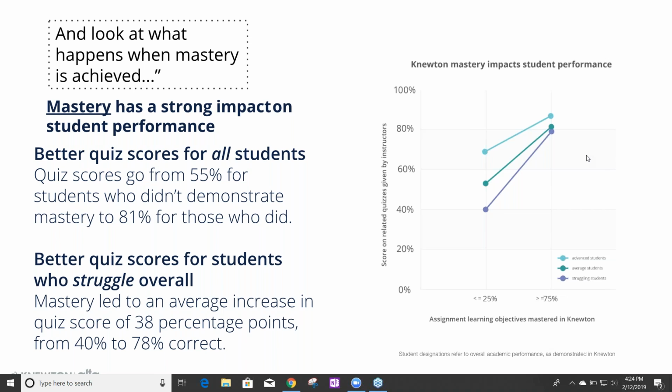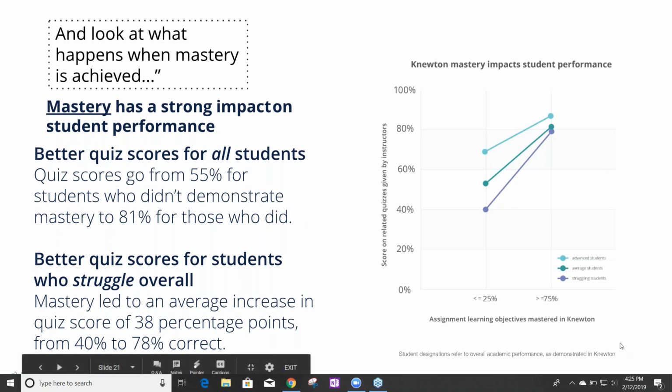Now, if you look at the right-hand dots, this is where the equalizer comes in. If students, struggling, average, or advanced, are mastering at 75% or better, they're scoring almost the same on quizzes. Our struggling students are about 78%, and our advanced students are maybe about 85%. But that's pretty darn close when you think about where they're coming in, advanced versus struggling. So when you talk about mastering in Knewton, it's leading to higher scores later, which means they're retaining the information that they're learning. Next slide, please.